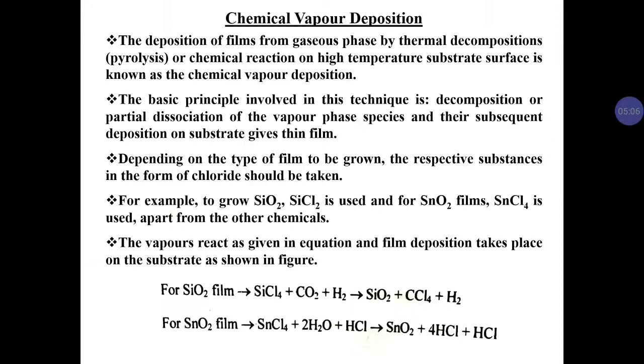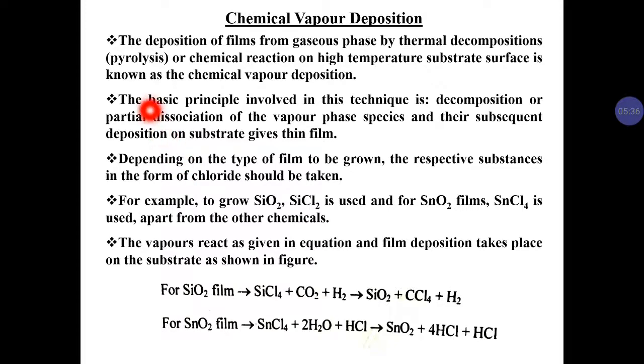Next, we see chemical vapor deposition. As the name indicates, here a chemical reaction will occur, and generally the starting material will be in the gaseous phase, and that will undergo some thermal decomposition in order for a chemical reaction to occur on the substrate. Over the substrate, the chemical reaction will occur, and through that, the thin film is synthesized.